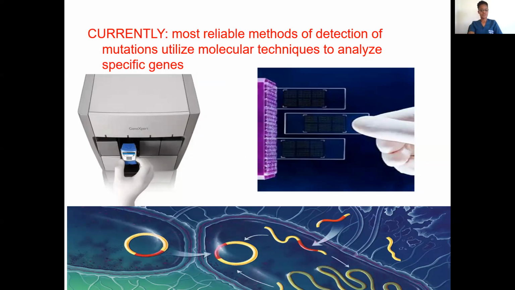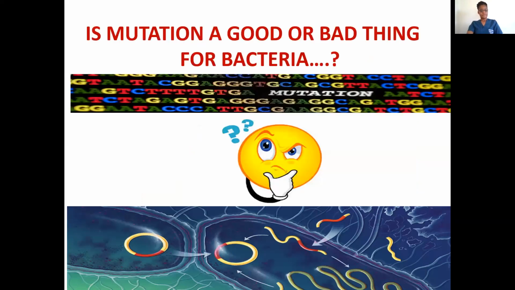Currently we have the most reliable methods of detection of mutations, which utilize molecular techniques to analyze the specific genes that have mutated. So for example, we have this GeneXpert machine. And then on the left here, we have the sequencing techniques. So the question that arises is, is mutation a bad or a good thing for bacteria? We are going to see that in the next lecture, in the next slide, sorry.